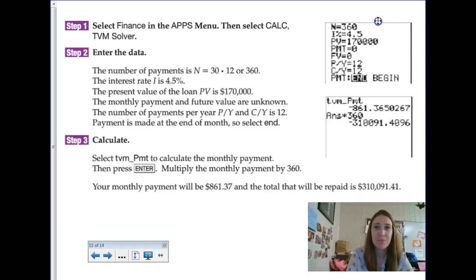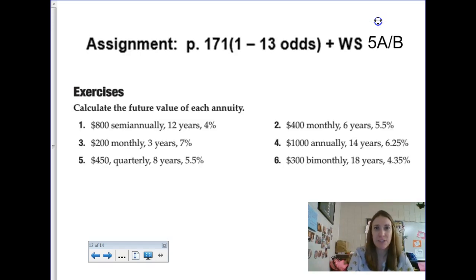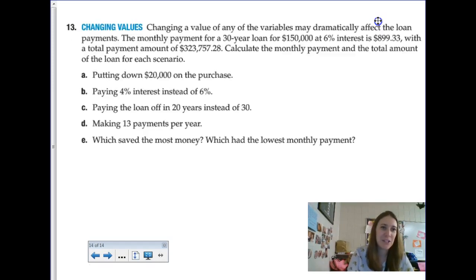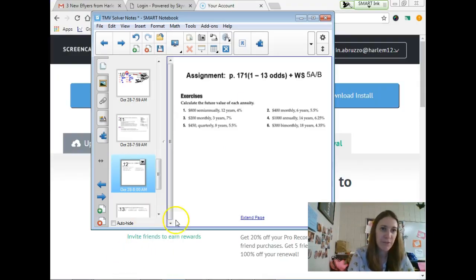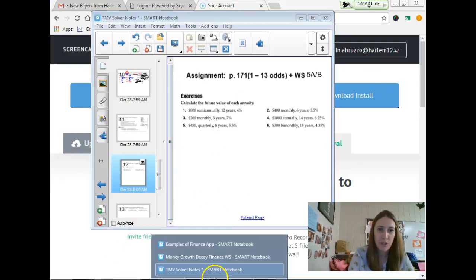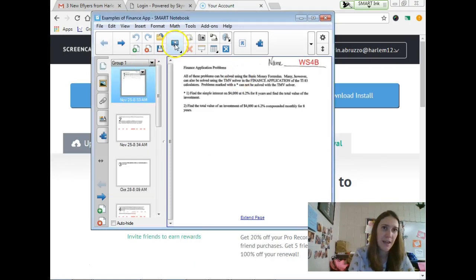All right, so those were the steps that we already went through. I'm going to move on to the next screen here. It says, here's your assignment. Boom. I think what I'm going to do next is open up 4B. So if you have your notes page, go ahead and grab 4B, which is that guy.